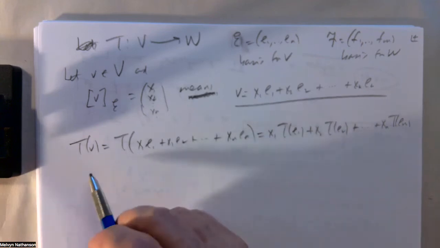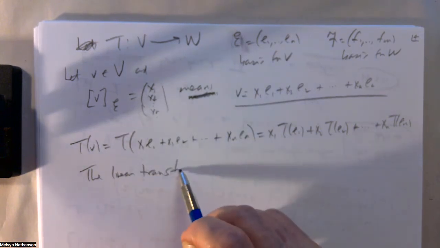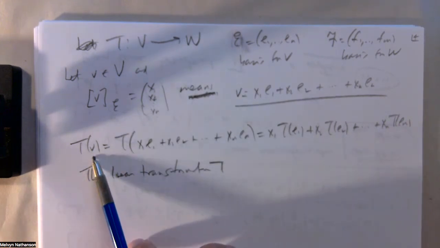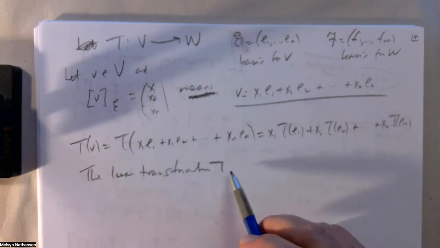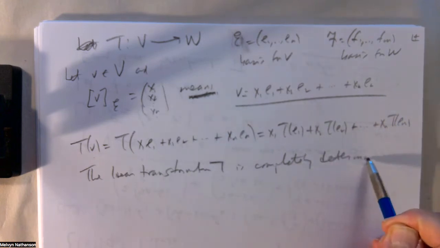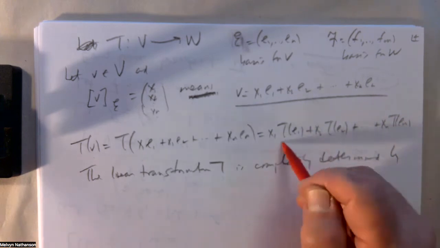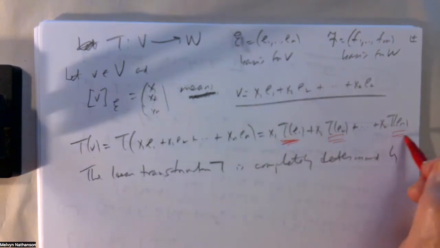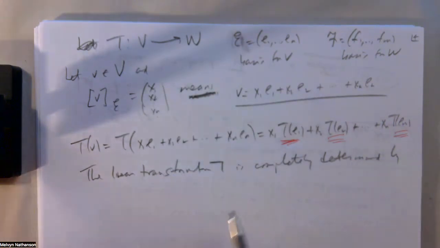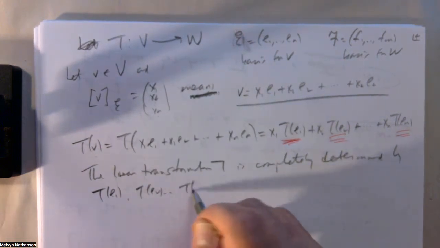Which says what? It says the linear transformation T has to be defined for every vector v in the vector space V, and there are infinitely many vectors v, but this is completely determined by, if you look at this formula, once you know T of e1, T of e2 up to T of en, once you know those n specific vectors, you can calculate T of v for any vector v. It's completely determined by T of e1, T of e2, and so forth, up to T of en.